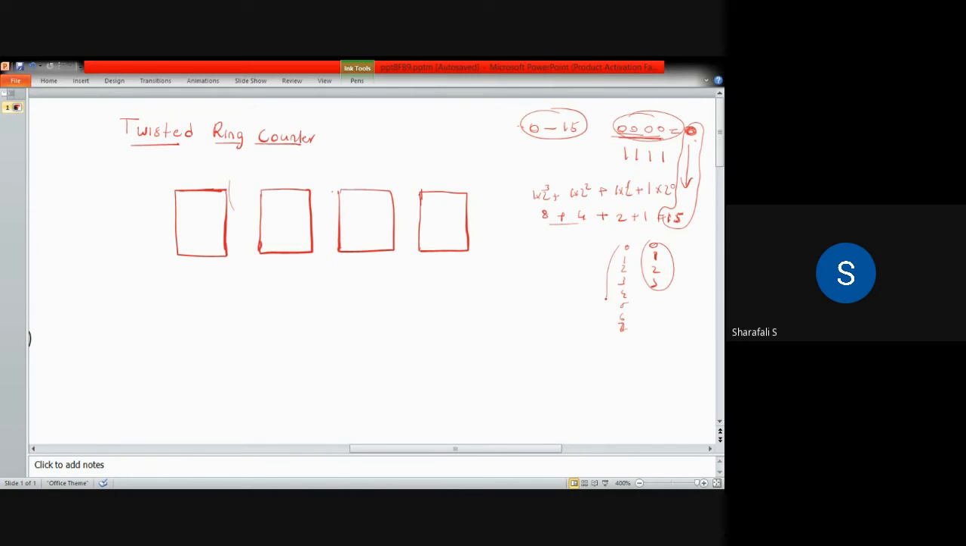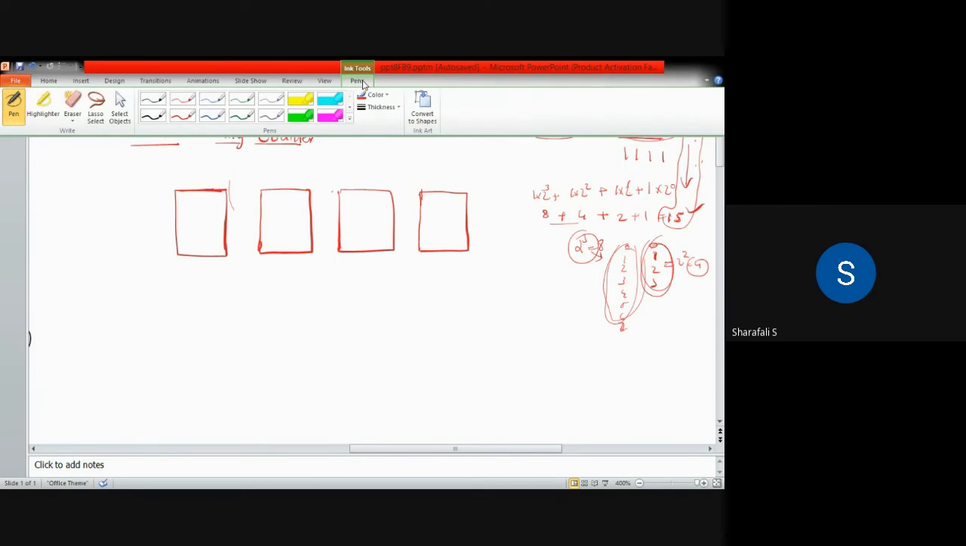In this case, the total is 8, that is 2 raised to 3. With 2 bits the maximum number is 2 raised to 2, that is 4, so 4 states we will be getting. Here we will be getting 8 states from 0 to 7, and here a total of 16 states from 0 to 15. I hope you understood that.